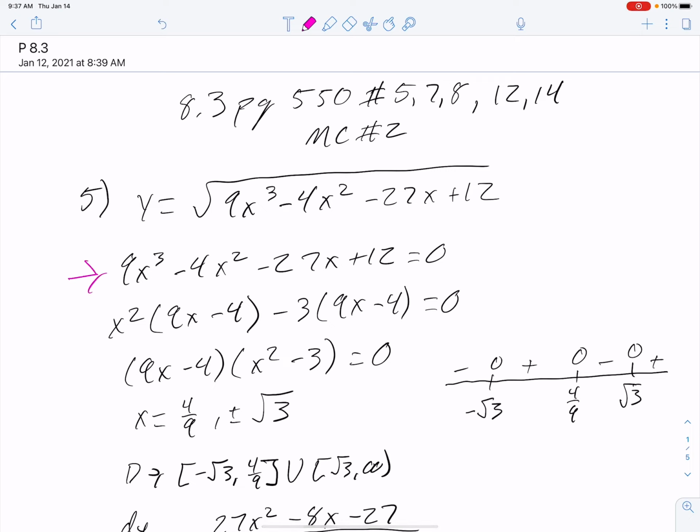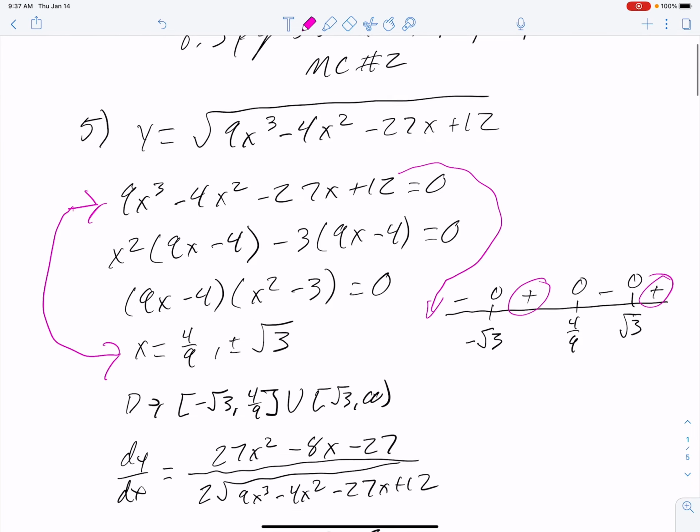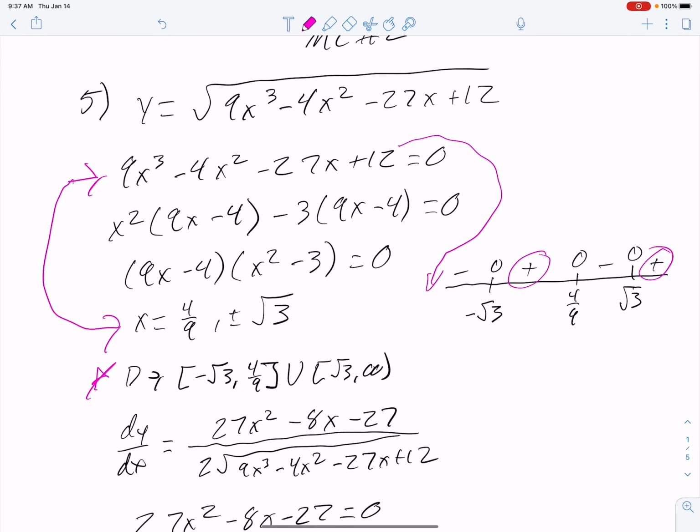So I've taken what's inside my square root, set it equal to 0. This one was factorable, but I find the zeros of what's inside my radical, set up a sign pattern of the function inside. Remember, this is not the sign pattern of the entire function. And I know that wherever my values are positive, I have my domain. So I establish my domain.